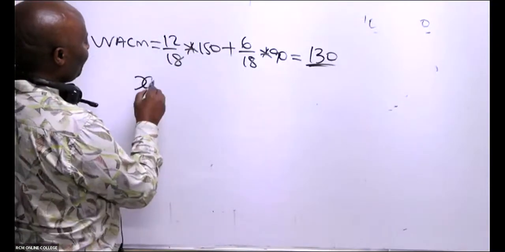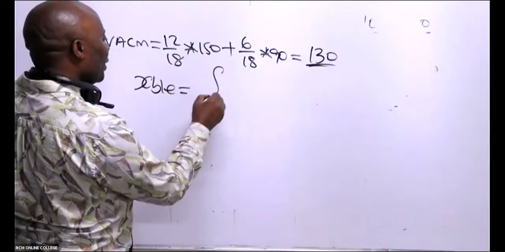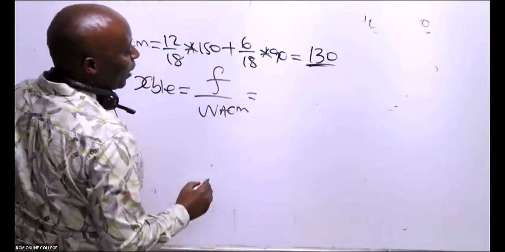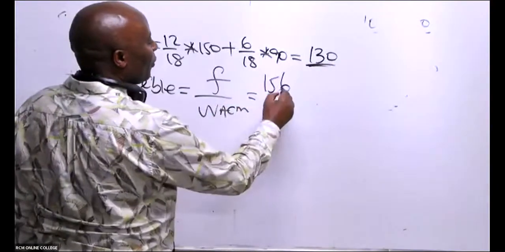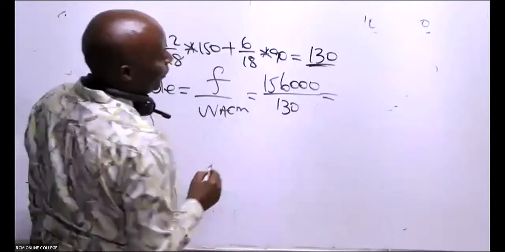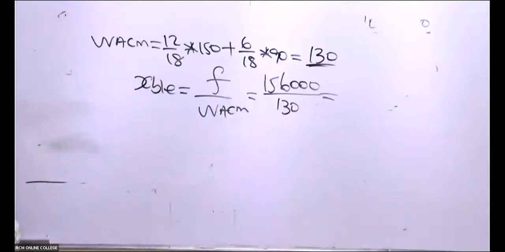X break even. So X break even is fixed cost over WACM. And the fixed cost, you guys had given me a figure of 156,000 divided by 130. 156,000 divided by 130.